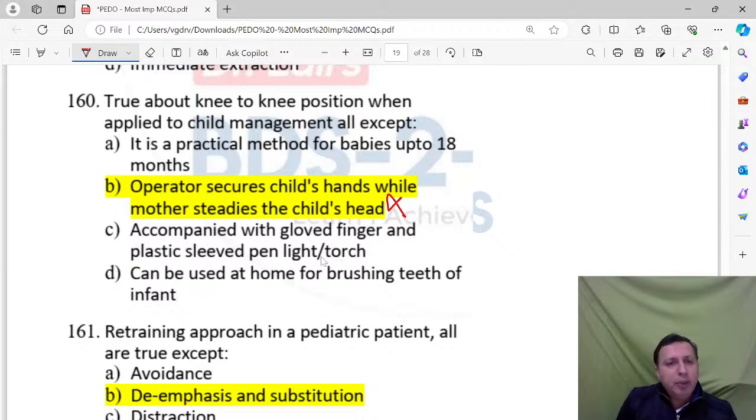Accompanied with a glove finger and plastic sleeve, pen light or torch. Yes. Can we use it at home for brushing of teeth in an infant? Yes. So the correct option is B, which is not a true statement for the knee to knee position.